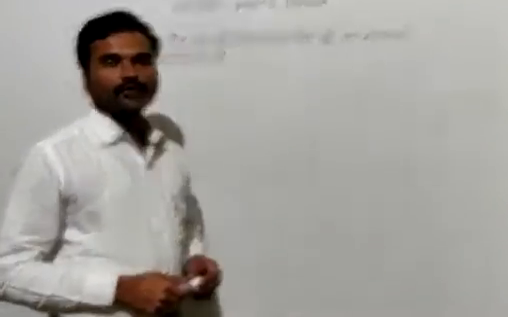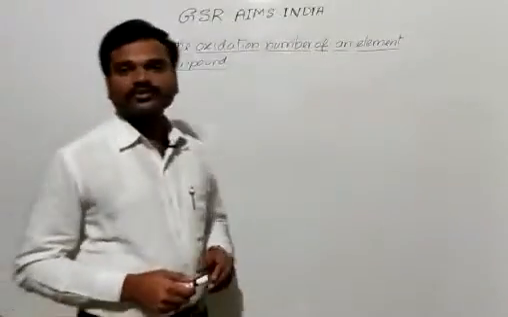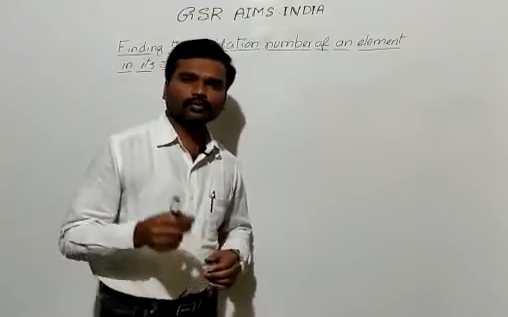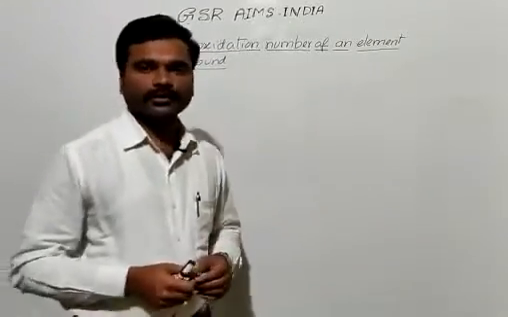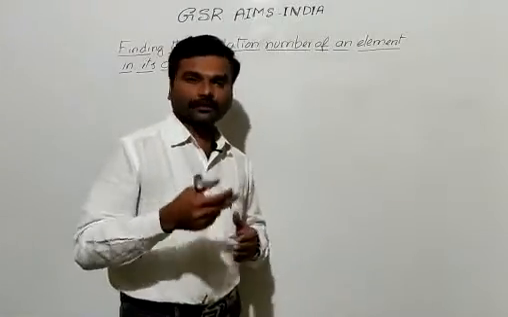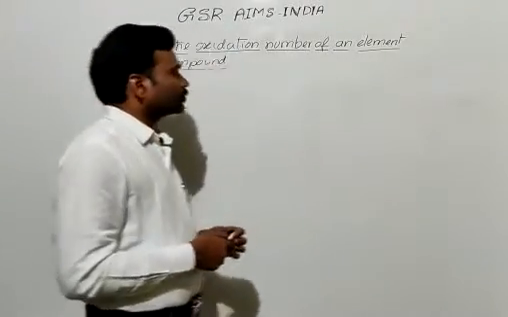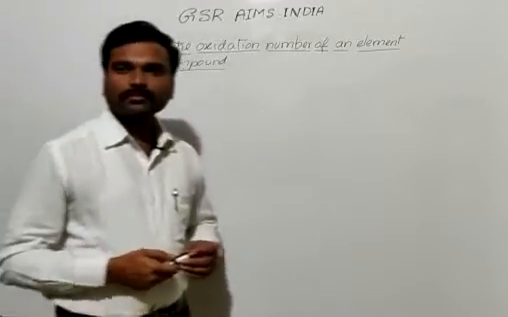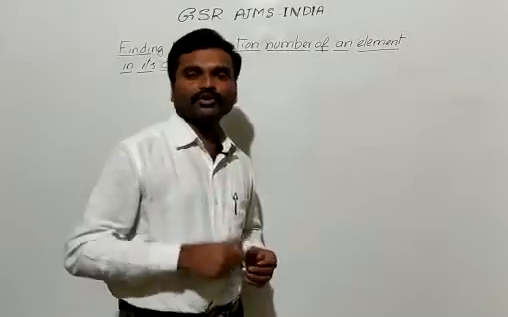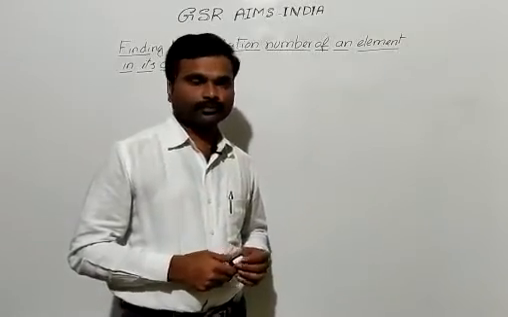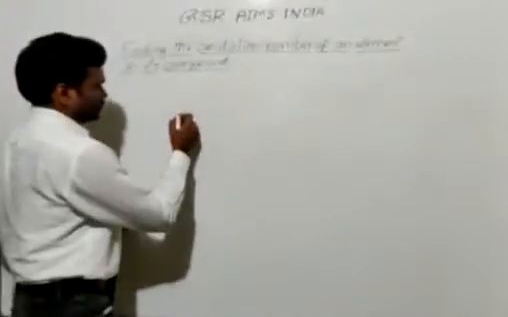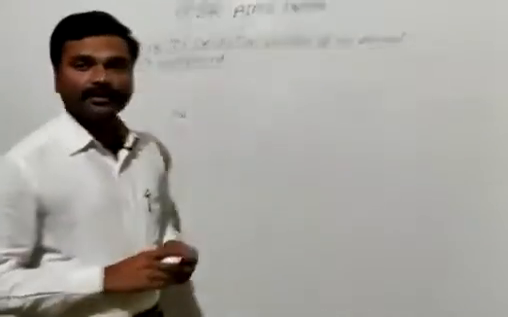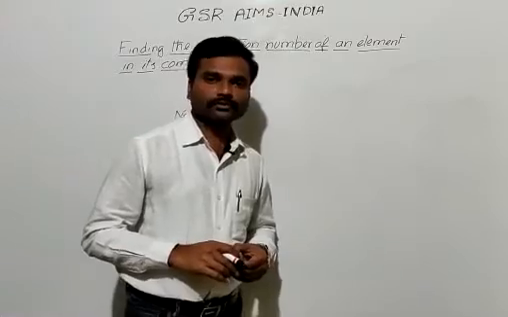Hello friends, now we are going to discuss finding the oxidation number of an element in its compound. For this, we have to know a few things before calculating the oxidation number of a certain unknown element. Here we have some indications. The oxidation number of an element in its neutral condition is always 0. For example, elements like sodium, copper, all the metals in their elementary state, will have oxidation number 0.